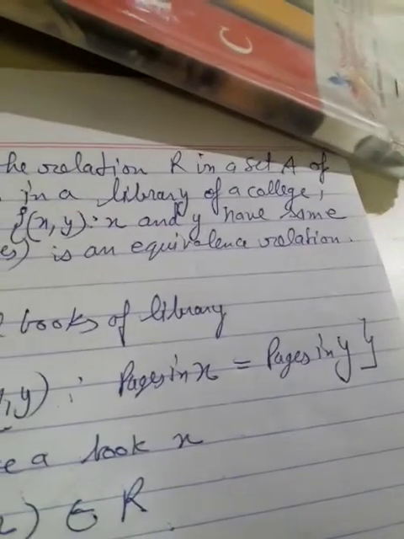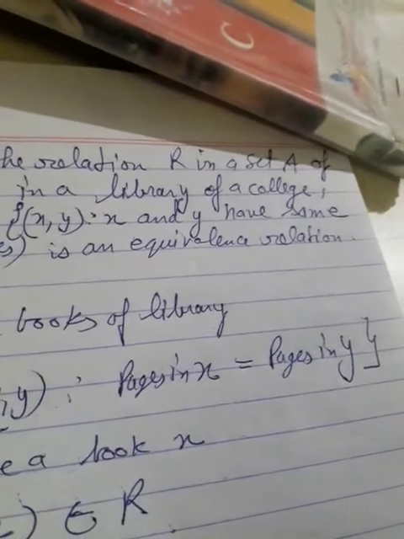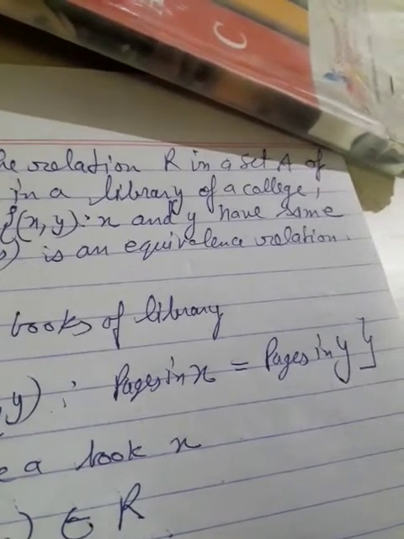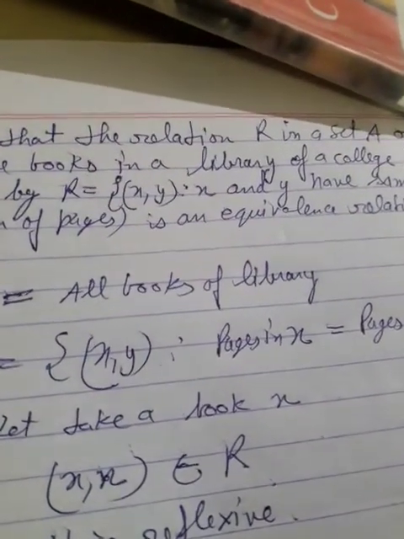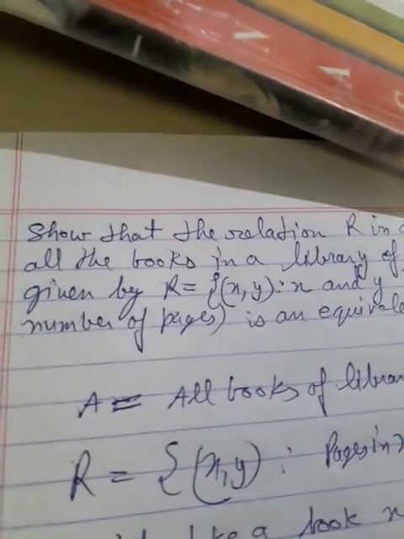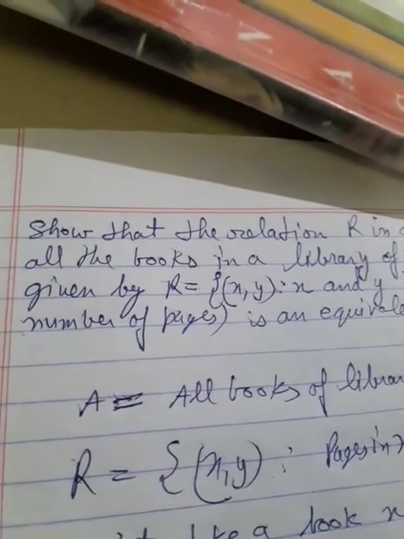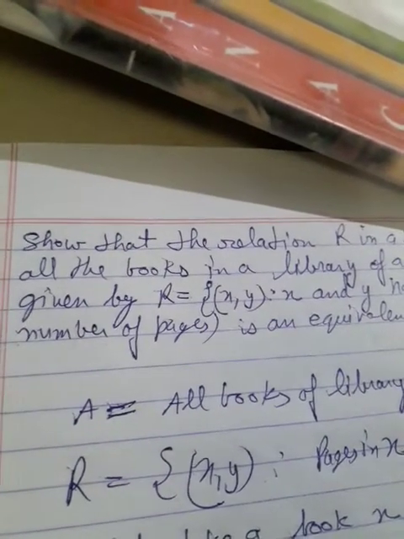So if we take the same book, (x, x), we have to prove that (x, x) belongs to R. So if we have taken one ordered pair (x, x), it will belong to R. Why? Because if we are taking the same book, the pages will remain the same. There is no chance that one time we take the same book there will be different pages, and another time different pages, because the same book always has an equal number of pages. So this relation is reflexive, hence R is reflexive.